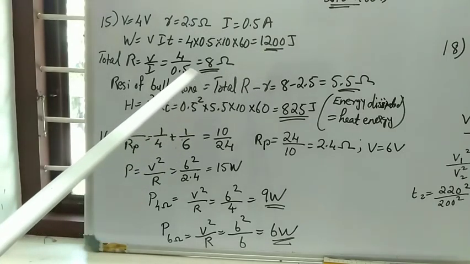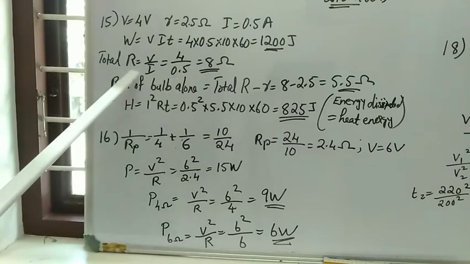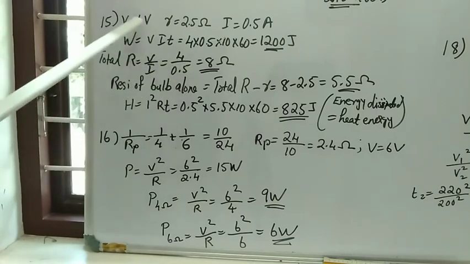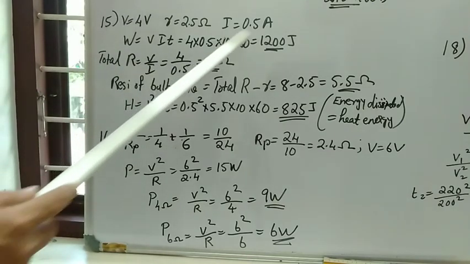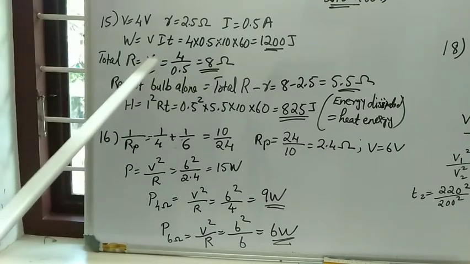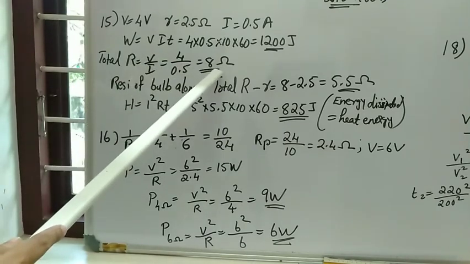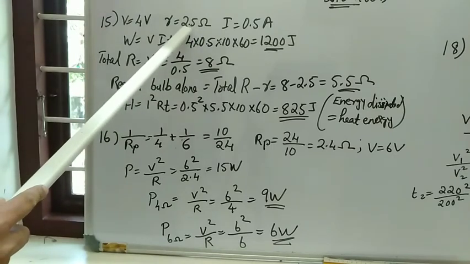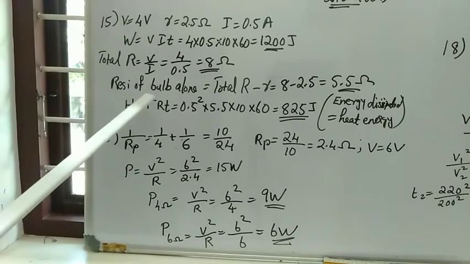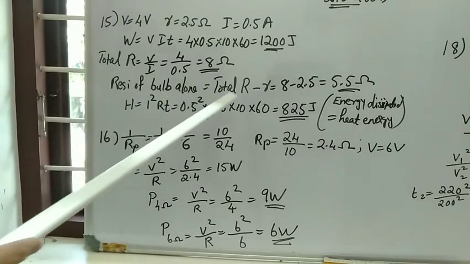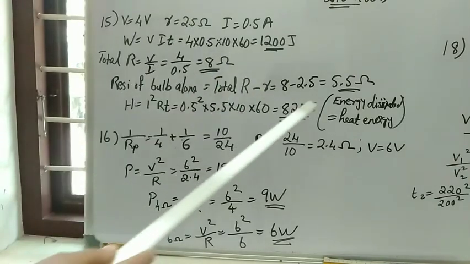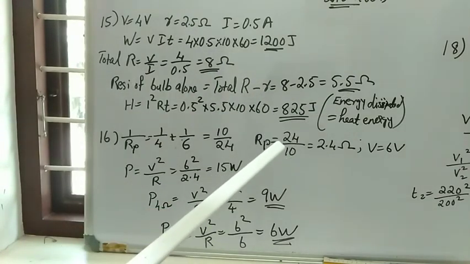Second sub question is calculate the resistance of the bulb. R is equal to V by I. Direct substitution. Voltage is 4 and current is 0.5. So we got 8 ohm. That is the entire resistance, 8 ohm. Internal resistance is already specified in the question, 2.5 ohm. So what is the resistance of the bulb alone? Total resistance minus internal resistance. 8 minus 2.5, we will get 5.5 ohm.